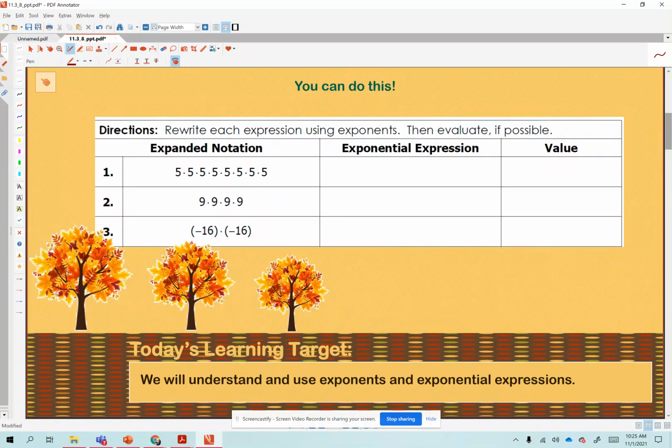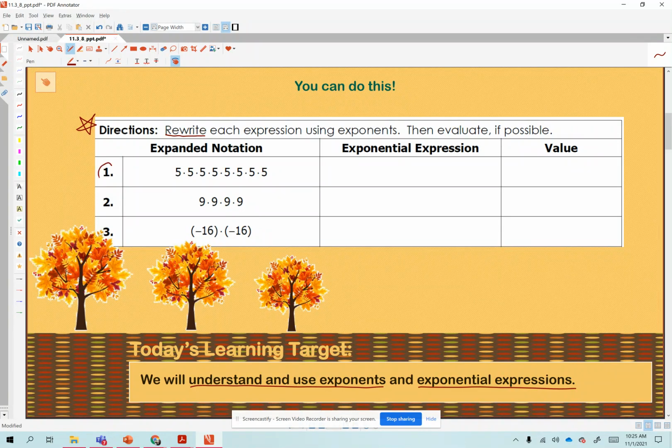So today's learning target is to understand and use exponents and exponential expressions. So we started this already, so this is a little bit of a review. We are asked to rewrite each expression using exponents and then evaluate if possible. And in some cases, we will not be able to evaluate because the exponents will be attached to variables.